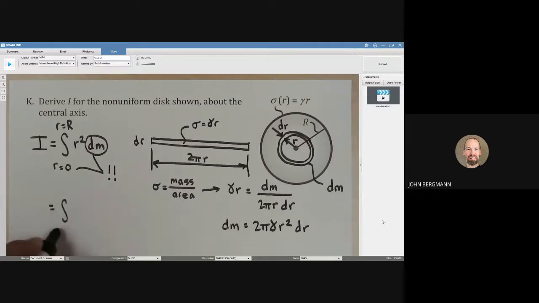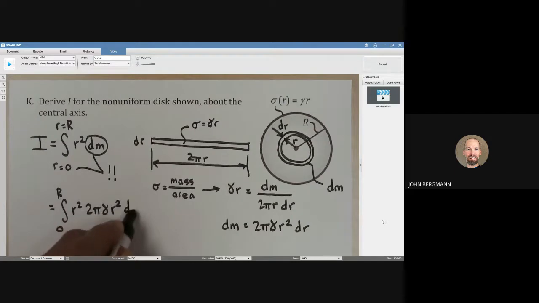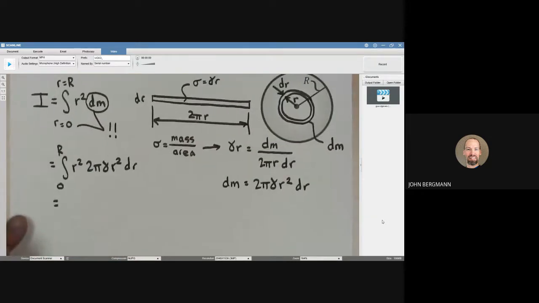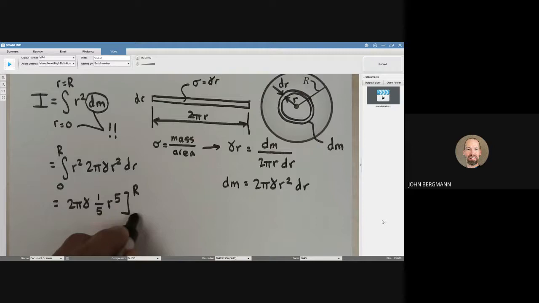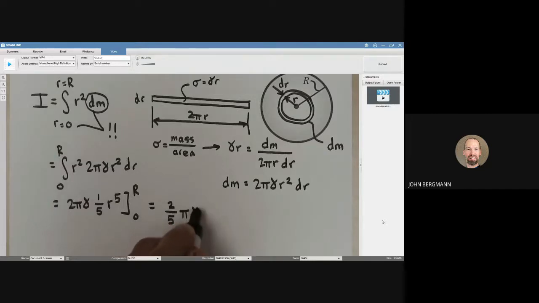We're going to integrate from r equals 0 to r equals big R, little r squared, 2 pi gamma, another r squared dr. What does that yield? We've got some constants. 2 is a constant, pi is a constant, gamma is a constant. Then we're left with r to the 4th. So when we power that up, and then with our integration limits from 0 to R, I think we're going to be left with this answer. 2/5 pi gamma big R to the 5th.